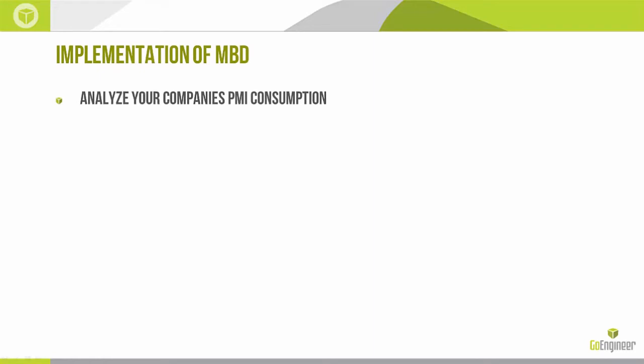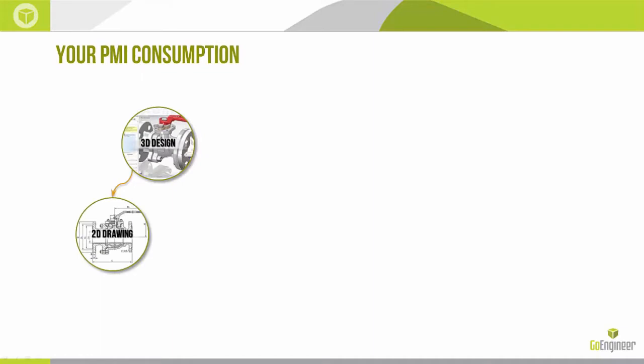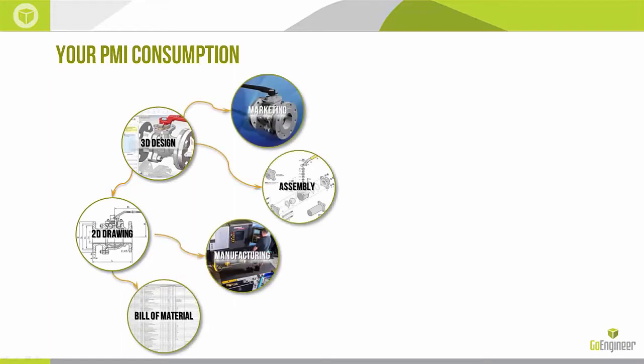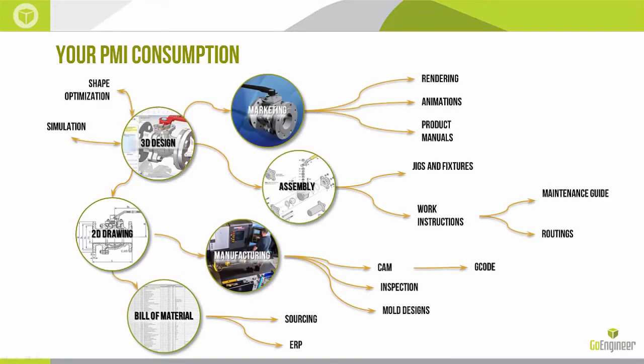All right, so let's talk about how we implement MBD. How would we go about using this functionality or using this style of workflow at our company? First thing we want to be sure to do is analyze the way our company uses PMI, product manufacturing information, right? How is this information being propagated and distributed through our own company and to additional vendors or customers and things like that? So if we look at this workflow right here, where we look at 3D designs done in SolidWorks and 2D drawings, there's a huge delineation where you can go in a lot of different directions.